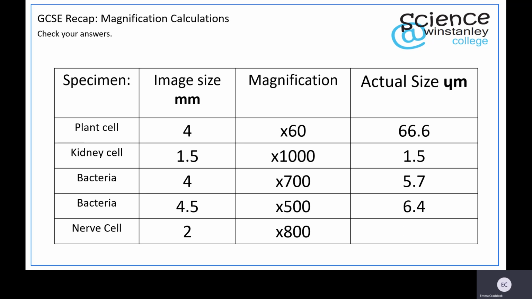And for the last one, for the nerve cell, you would have done 2 times 1,000 to get 2,000, and then you would have done 2,000 divided by your magnification, which is 800, which gives you an actual size of 2.5 micrometers.